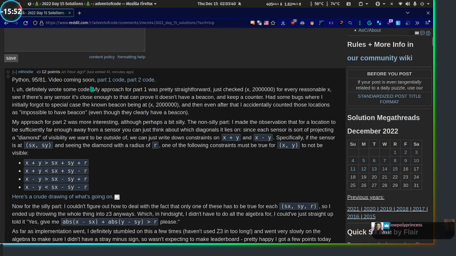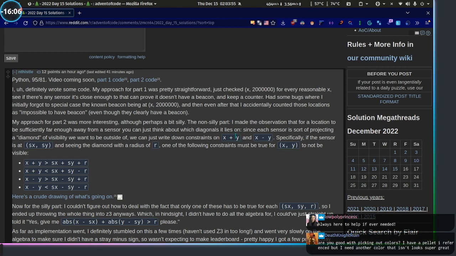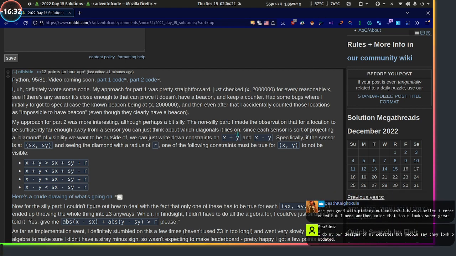Math. I definitely wrote some code. That's how I feel, person. Location significantly far out. Think about which diagonal it lies on. A diamond of visibility. That's right. Ooh, cool. Yeah. I generally just yoink the templates, but picking out colors, palette, interesting. Most people just ain't got the eye for it, and I'm one of those people for sure.